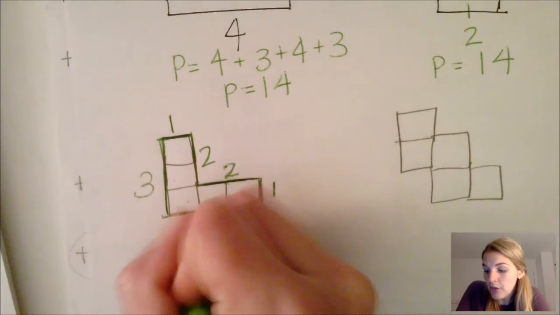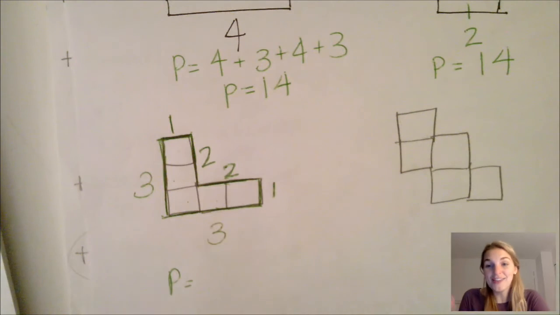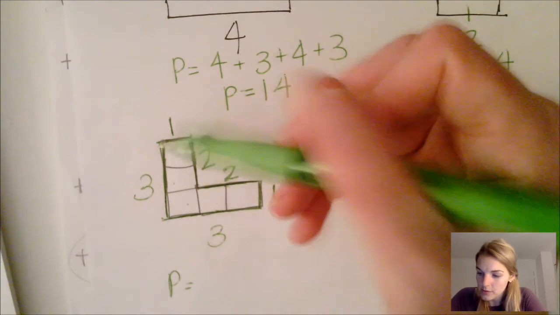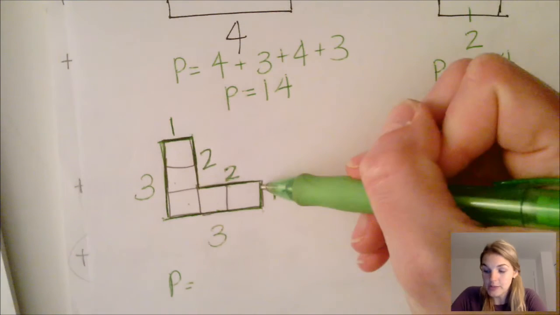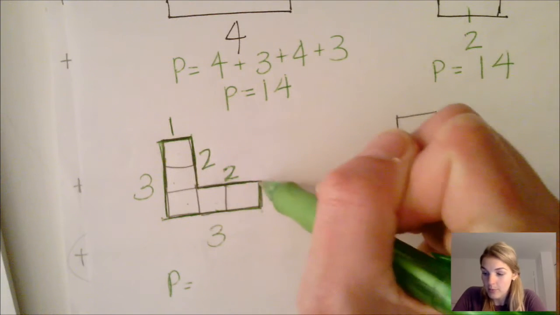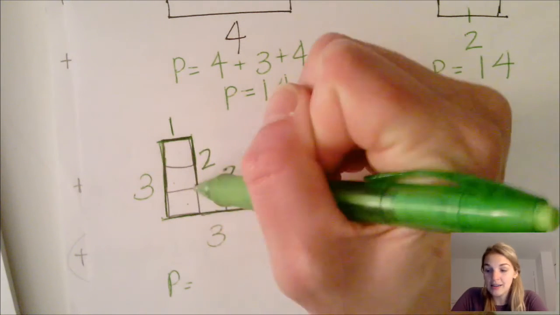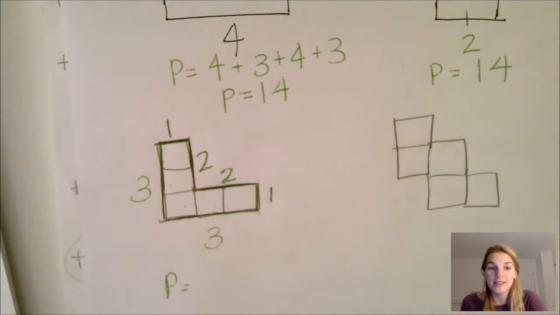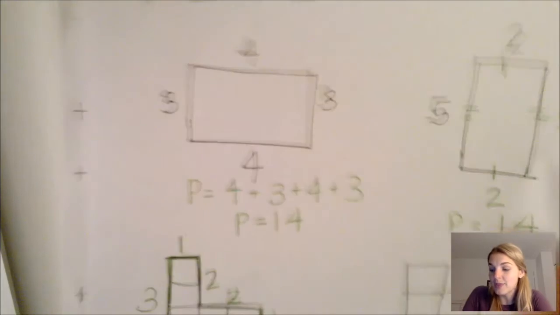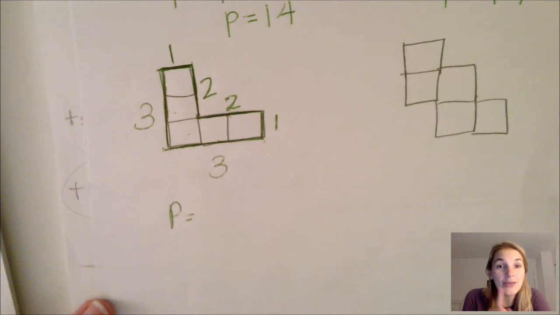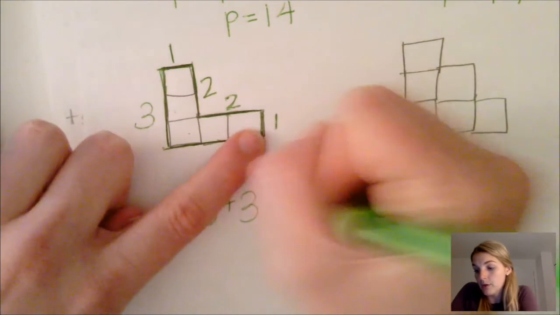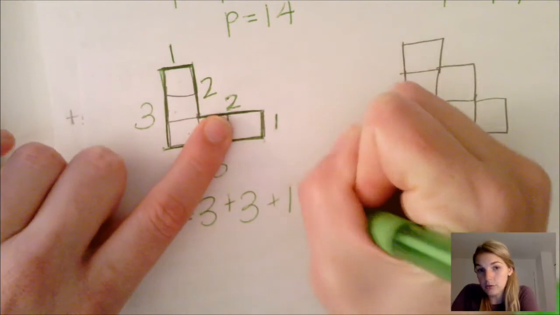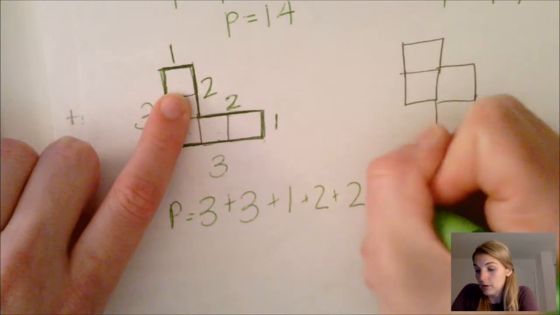So now that I know all of the sides, I can figure out what the perimeter is. So let's see. 3 plus 3 is 6, plus 1 is 7, plus 2 is 9, plus 2 more is 11. So all I did was add those up. Oh, and you know what? I think I made a mistake, which is why it's very good to always write everything down. So let's double check my work. 3 plus 3 plus 1 plus 2 plus 2 plus 1.